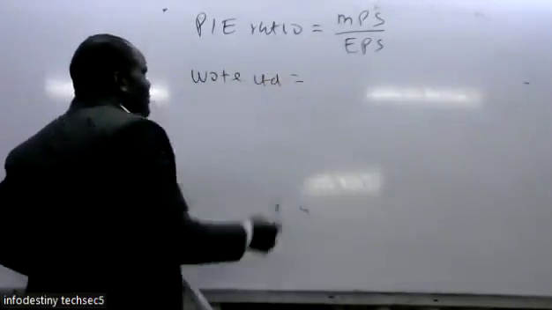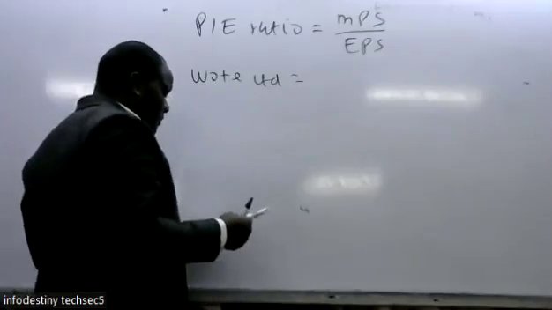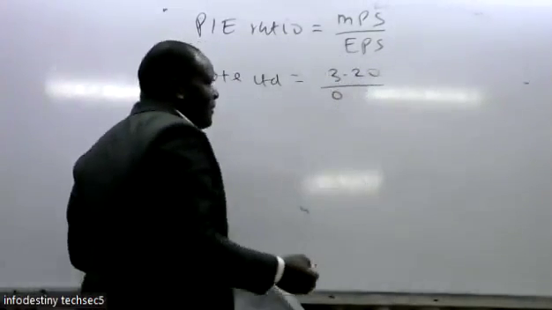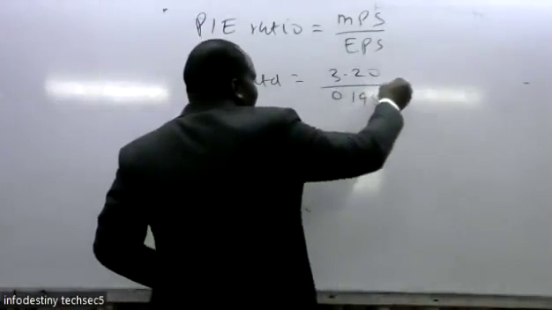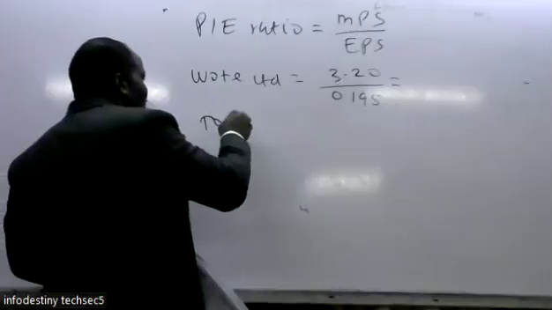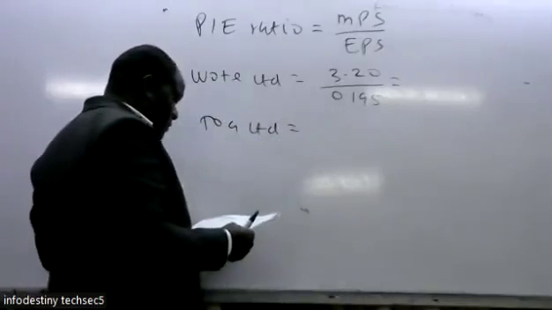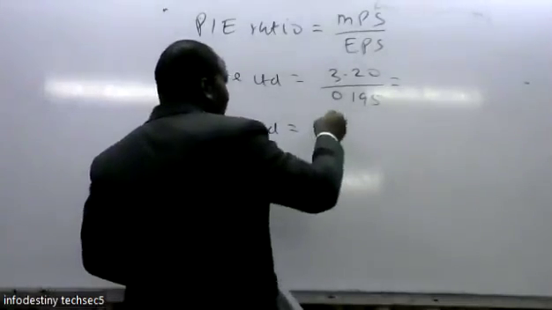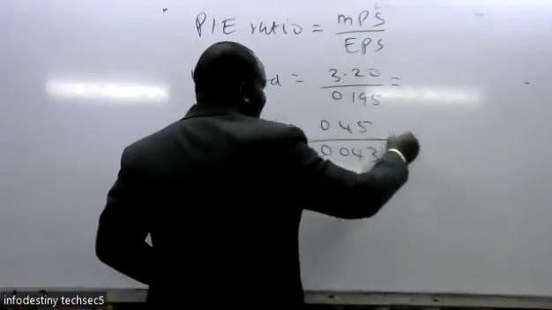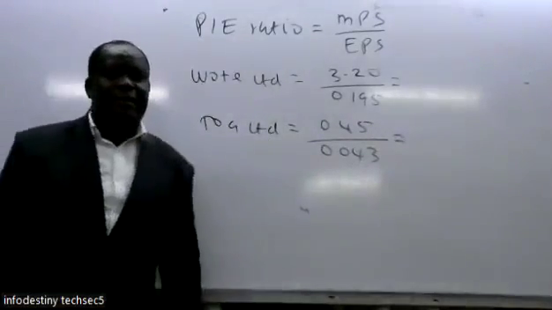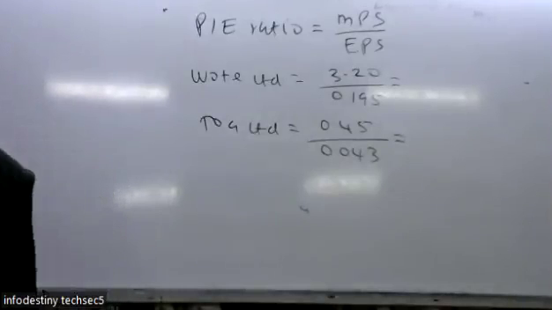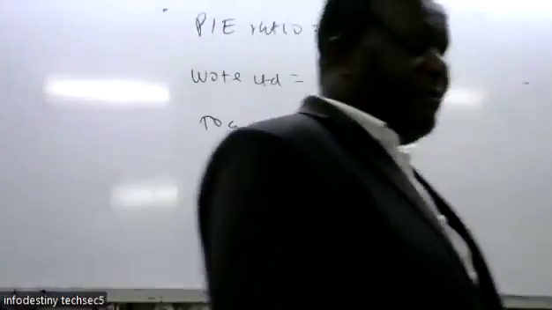Market price per share for Water Limited is 3.0. Earning per share was 0.195; we have just calculated those figures. And also the one for Toa Limited: 0.45 divided by 0.043. So that is now your price earning ratio. That is from letter one, pre-merger.